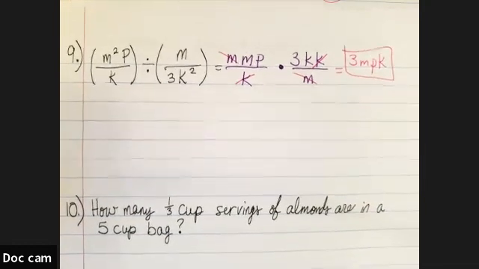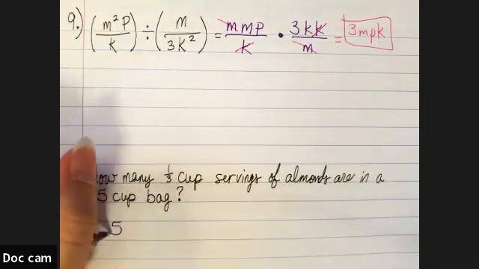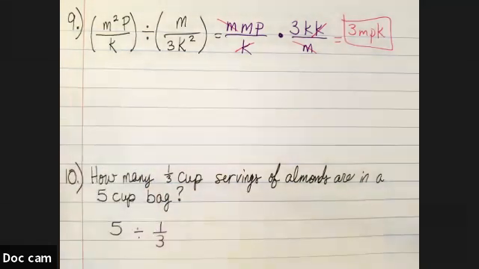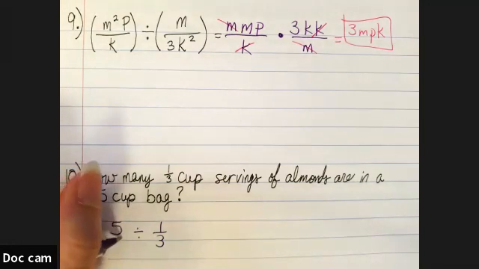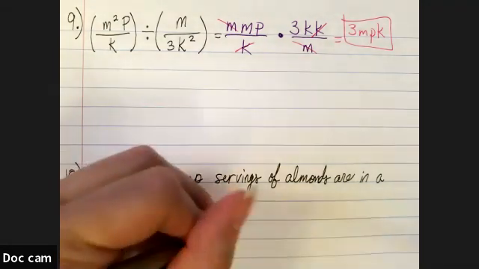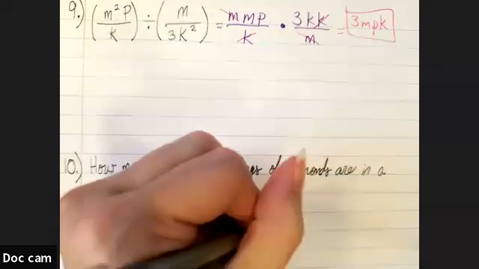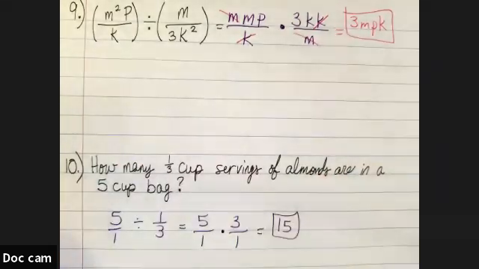Number 10 says how many 1/3 cup servings of almonds are in a 5-cup bag. So you would just do 5 divided by 1/3. So you could say that's 5 over 1 multiplied by 3 over 1. That's just basically 5 times 3, which is 15. So that would be 15.